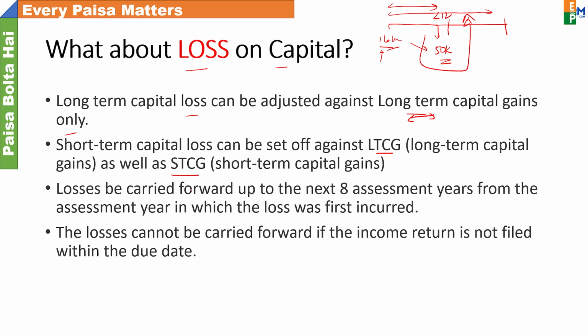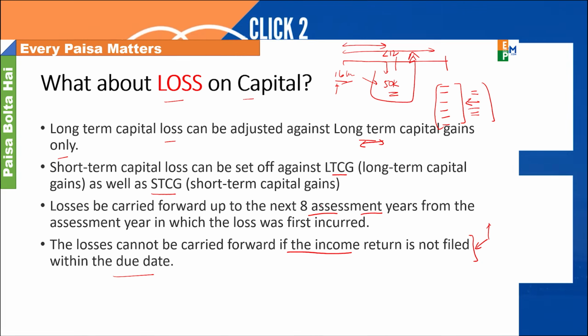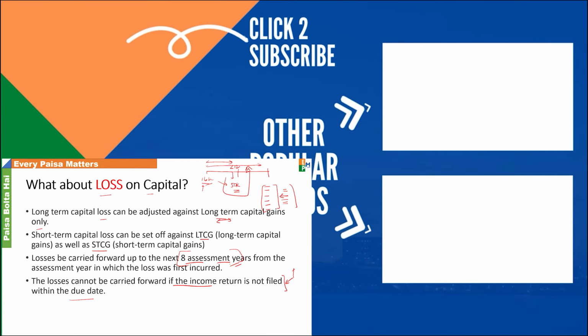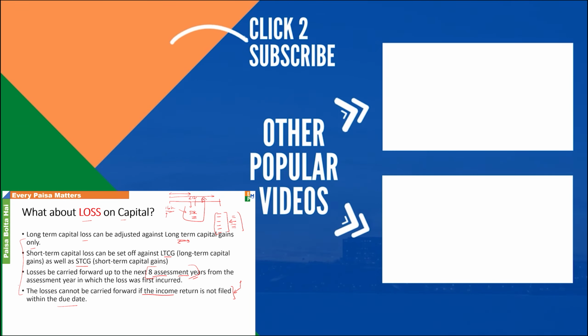Okay, the losses can be carried forward up to the next 8 assessment years. When you file your return, you will see options for the losses to be carried over for the next 8 years. But there is a catch here. You are only allowed to carry this forward if you have filed your income tax return within the due date. If for some reason you miss filing the income tax return or file it after the due date, then in those cases you will not be able to carry forward your losses. So just keep all of these points in mind.